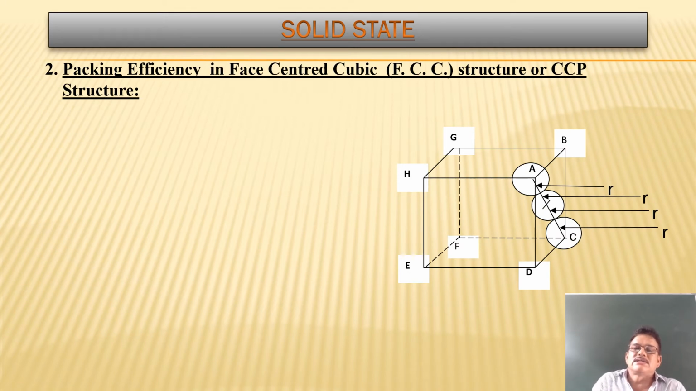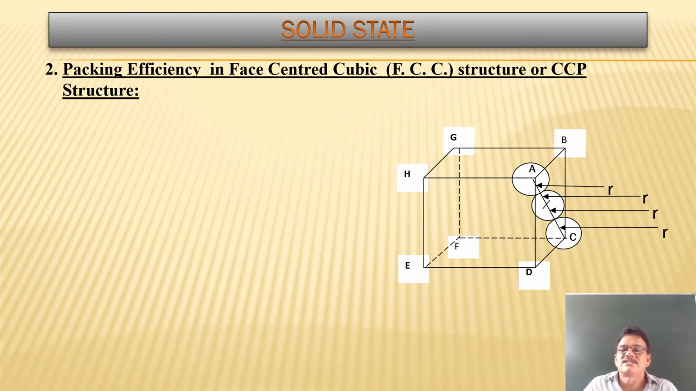So this is the unit cell, that is A, B, C, D, E, F, G, H. This is the cubic unit cell. And here at the corner of A and at corner of C, two particles are present. And of course, in the face center A, B, C, D, another particle is present. So, three particles we observe on the face diagonal. AC is called face diagonal.